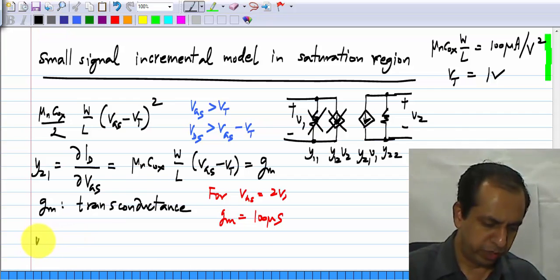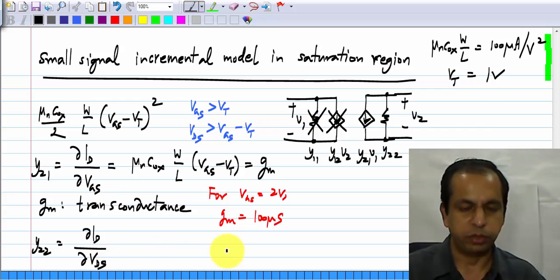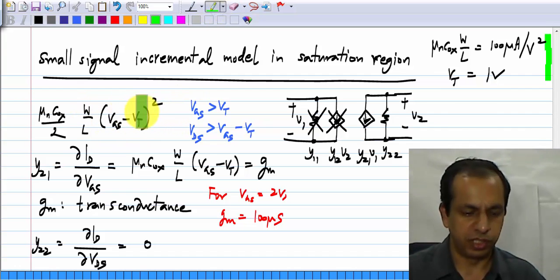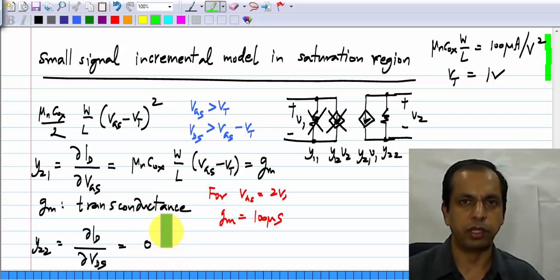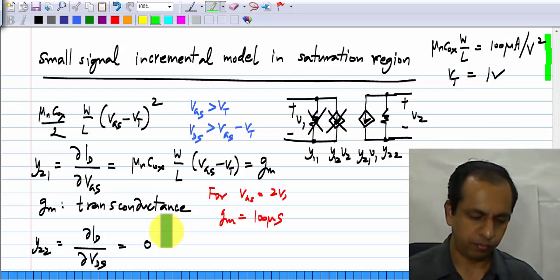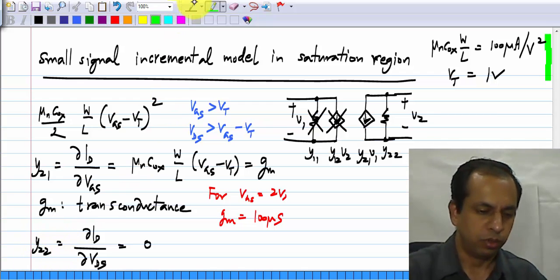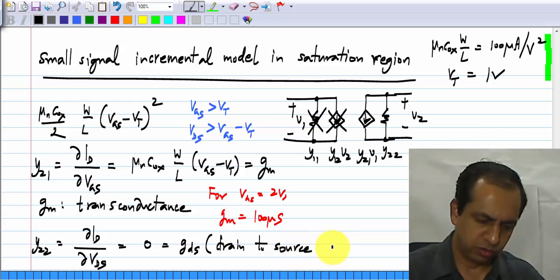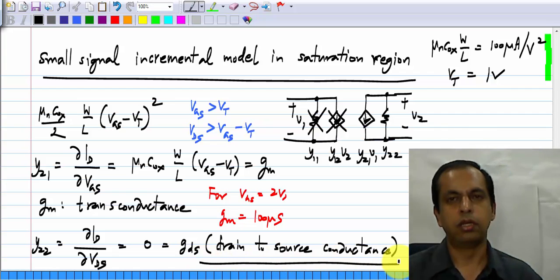And Y22, which is the partial derivative of ID with respect to VDS or V2, is of course 0, because you can see no dependence on VDS in this expression. We will later see that this is only approximate, this will not be exactly 0, but we will consider that aspect later. And again, in the context of the MOSFET, we do not use generic terminology like Y22, this is called GDS, the drain to source conductance.